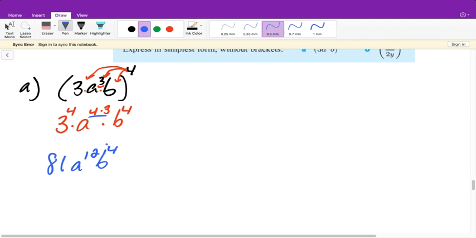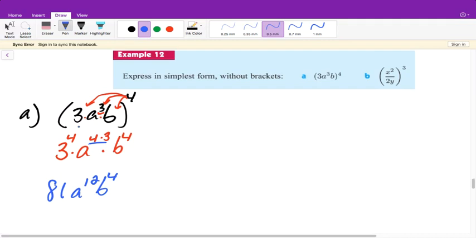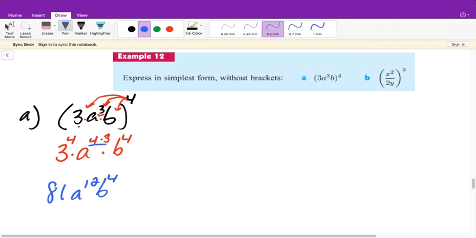On your test or quiz, I will be very clear if I want you to actually evaluate raising this to a power. And if it's one that you can do, like 3 to the 4th, I expect you all can do that, then I will expect it to be done.